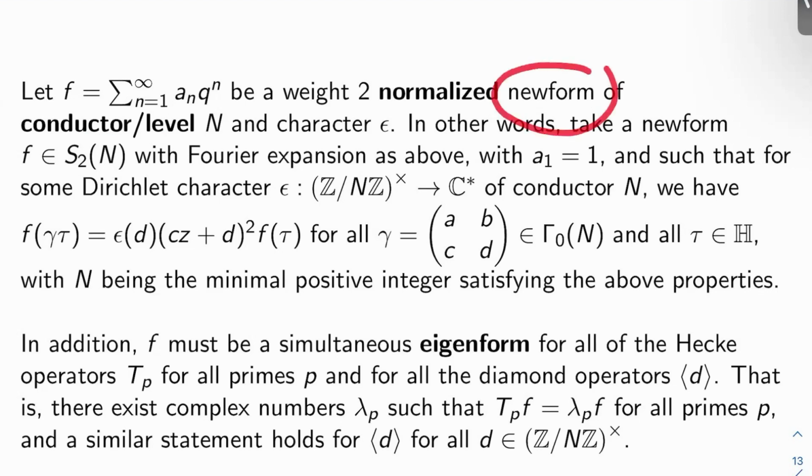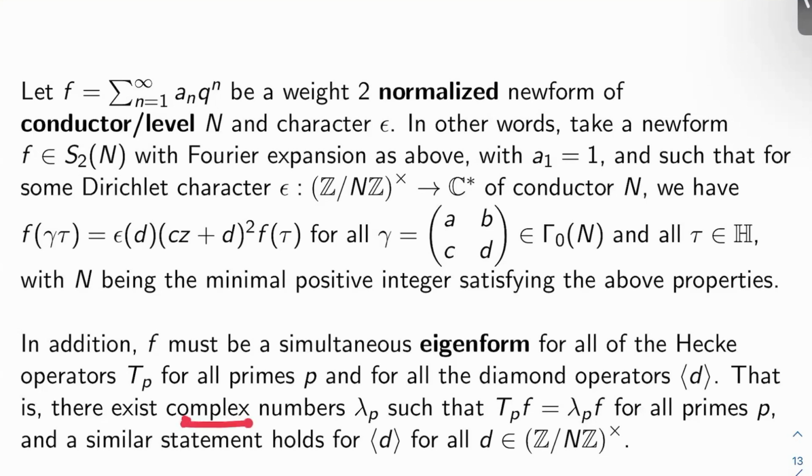So I still have to fully tell you what I mean by newform, though. I don't just mean doesn't come from a lower level. I mean more than that. I'm also going to demand, if something wants to be called a newform, that it be a simultaneous eigenform for all of the Hecke operators T_p for all primes p, and for all of the diamond operators ⟨d⟩. What does that mean? What does it mean to be a simultaneous eigenform for these operators? It means what you think it means.